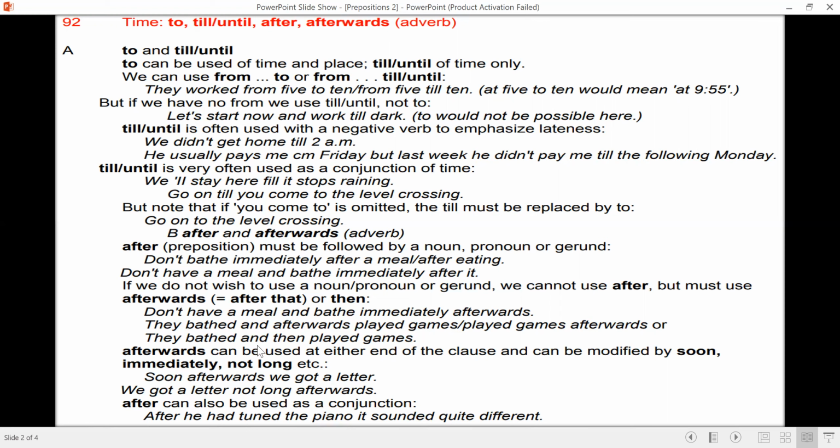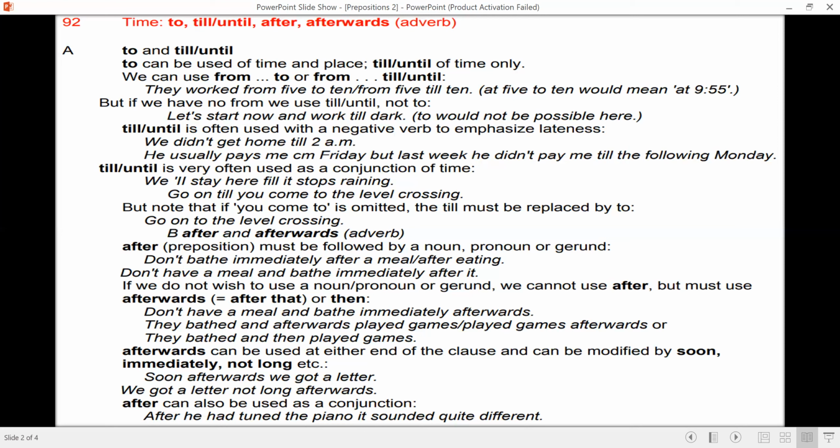Afterwards can be used at either end of the clause and can be modified by soon, immediately, not long, etc. For example, soon afterwards we got a letter. We got a letter not long afterwards, etc. So afterwards can be used anywhere in the sentence, maybe at the start, maybe at the end of the sentence. It can be modified with the help of not long, immediately, soon, etc.